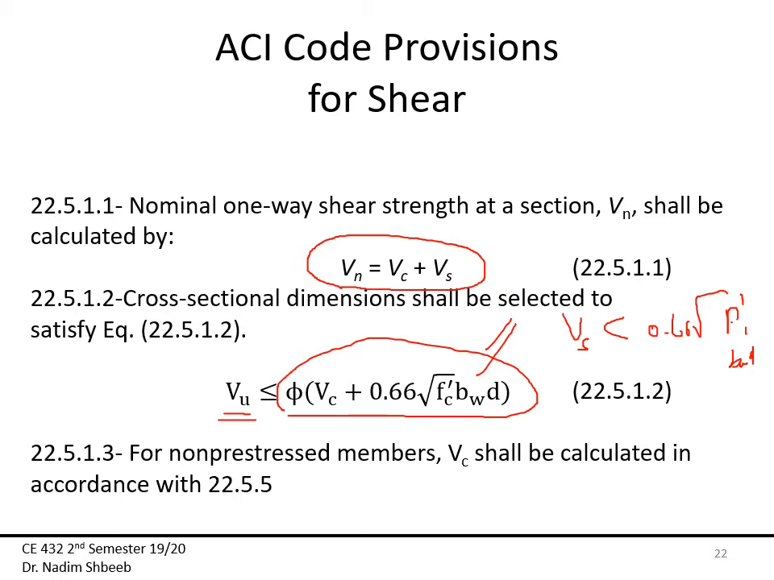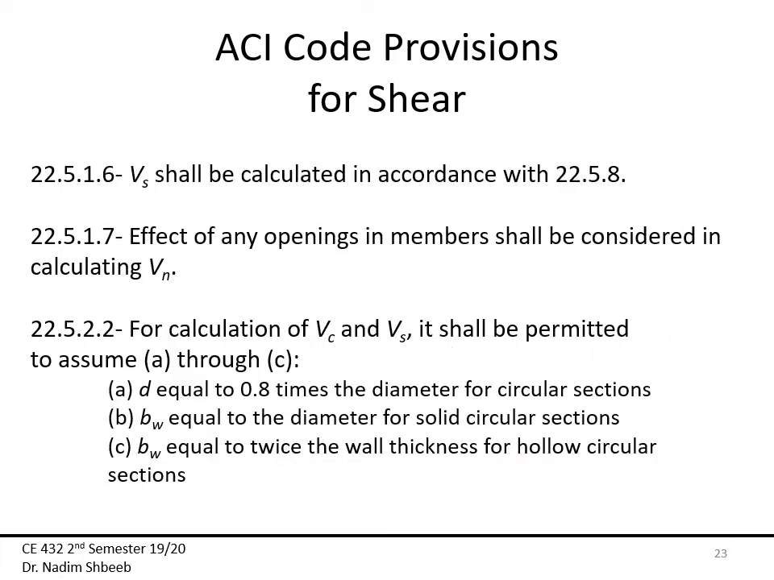Because usually Vc is set, kind of. You cannot play with that much. But again, if you increase the same parameters, Vc is also a function of these, as I will show you in a little while. For non-prestressed members, Vc shall be calculated in accordance with 25. And I'm going to show you how we are going to calculate Vc.